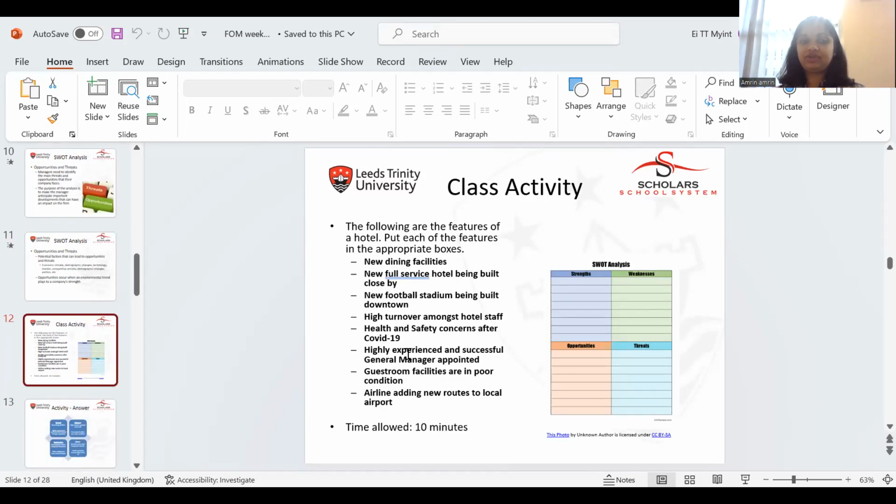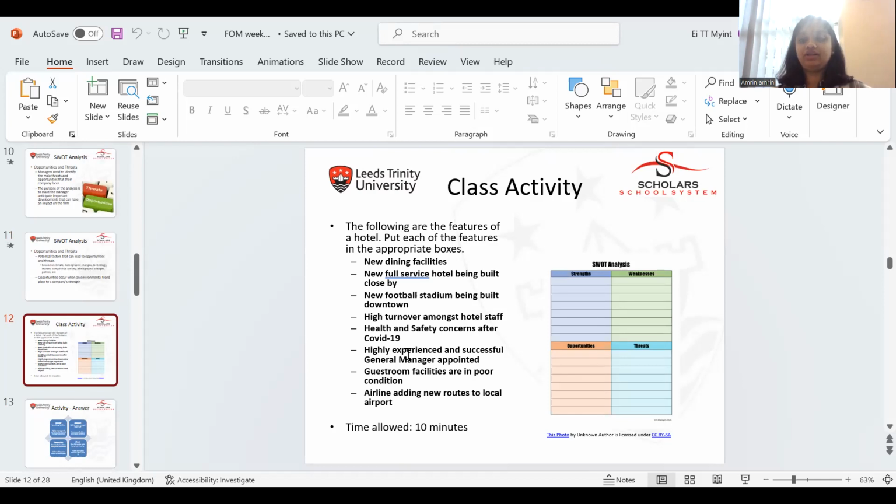This is a class activity on the features of the hotel. Put each of the features in the appropriate boxes. So, new dining facilities. These are the points which are given, and on the right-hand side there is a SWOT analysis box where it says strength, weakness, opportunity, and threat. What you all have to do is segregate these points as strength, weakness, opportunity, and threat.